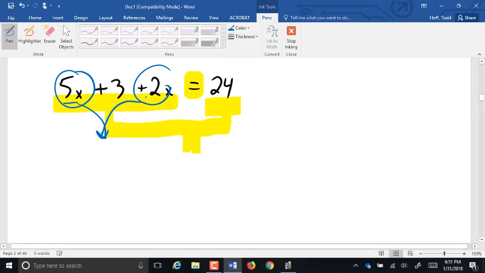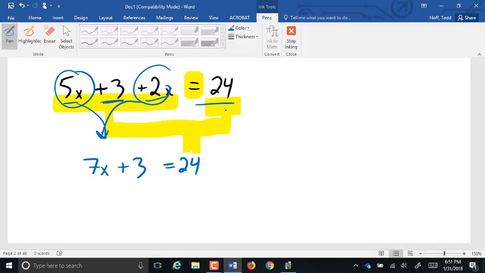What is 5x plus 2x? 7x. Now we can't forget we still have that positive 3 there, and it still equals 24. So that equation of 5x plus 3 plus 2x equals 24 just becomes 7x plus 3 equals 24.